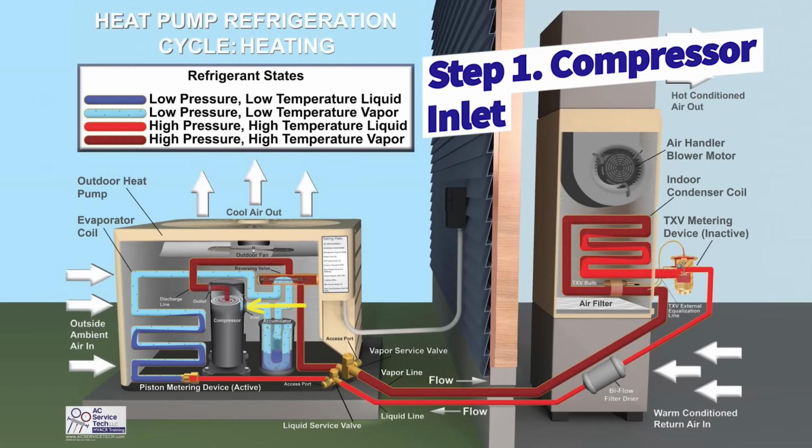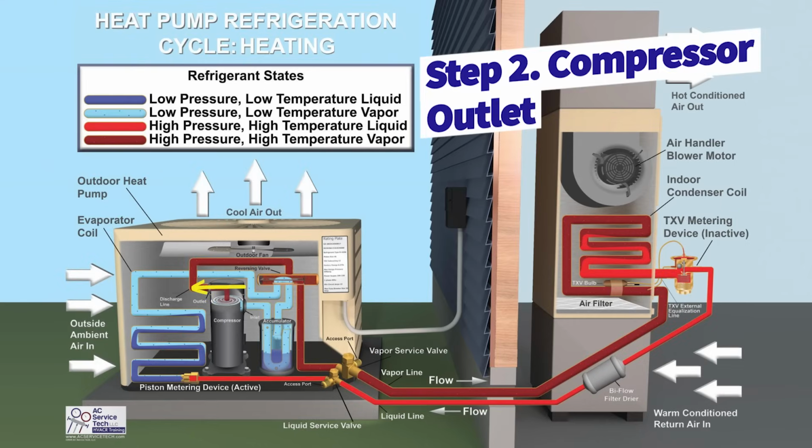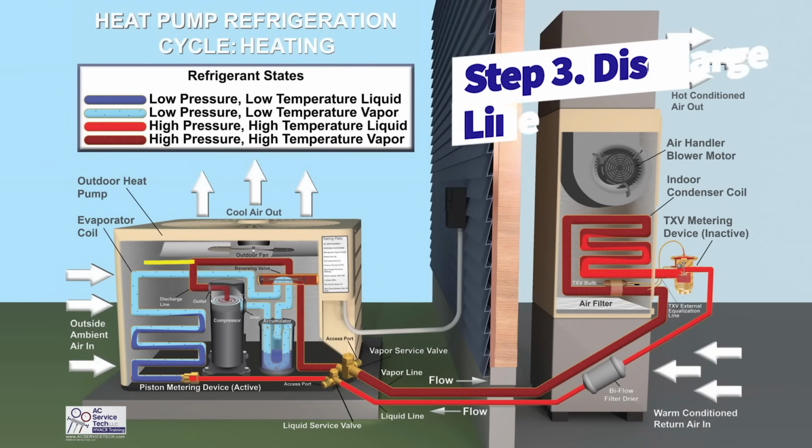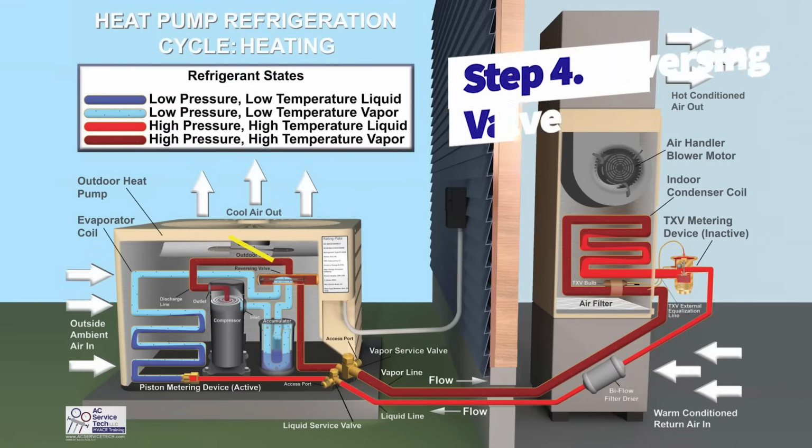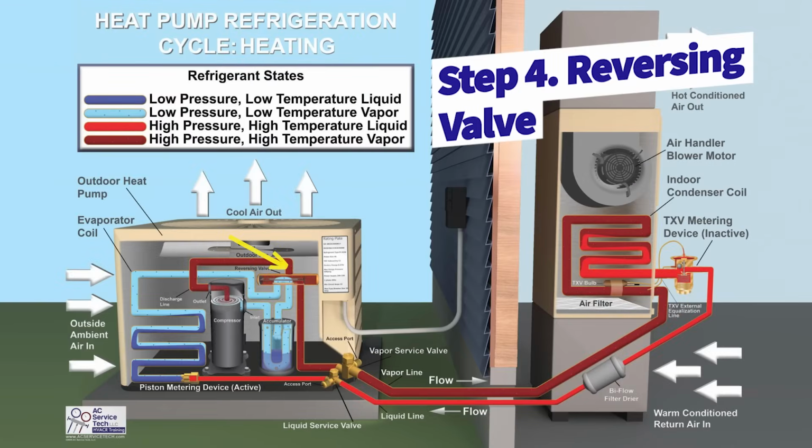So you still have your low pressure, low temperature vapor refrigerant entering into that scroll compressor. And so then you're going to end up having your high pressure discharge gas exiting the compressor. Next, the discharge gas, it's the hottest temperature refrigerant in the entire system. It's going to be flowing over to the reversing valve. It's going to remain unchanged as it goes through the reversing valve.